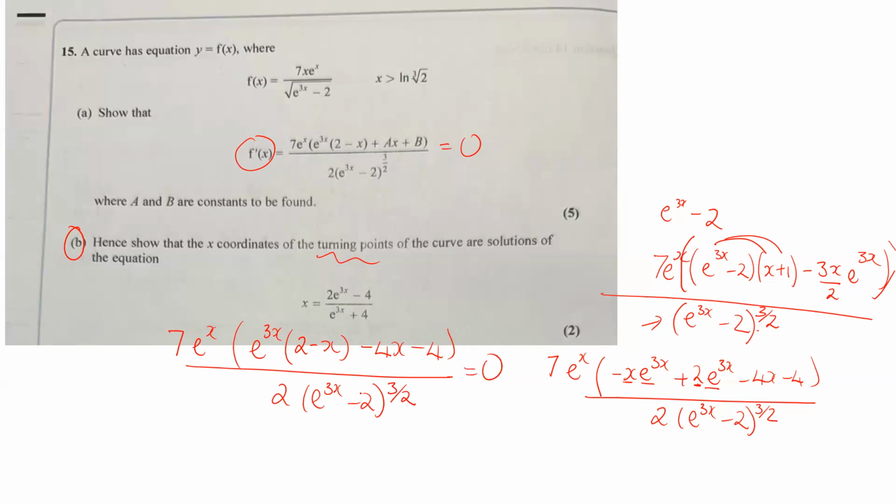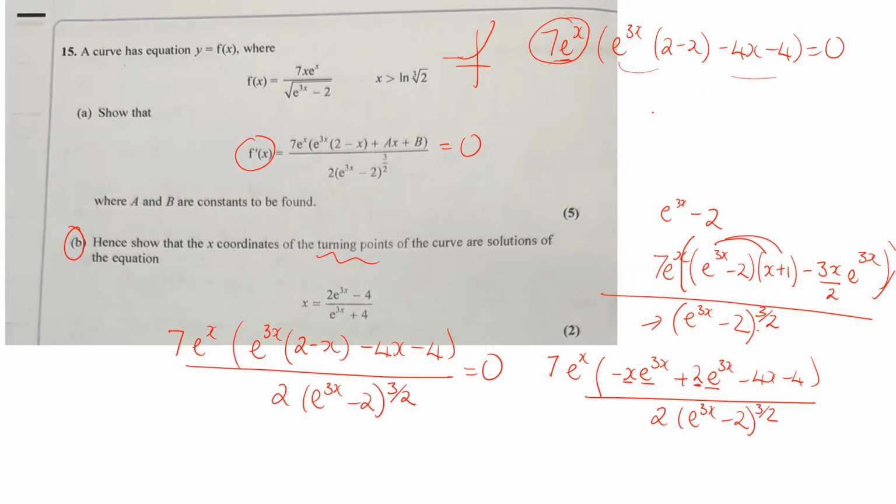Now, because it's a fraction, when can they equal 0? Only when the numerator, yeah, so numerator equals 0. E to the 3x times 2 minus x, minus 4x minus 4 has to equal 0 at the turning point. Now, this thing on the front, 7e to the x, we know that 7e to the x is never going to go 0. So that part of this is never going to equal 0. So we've just got this bit.